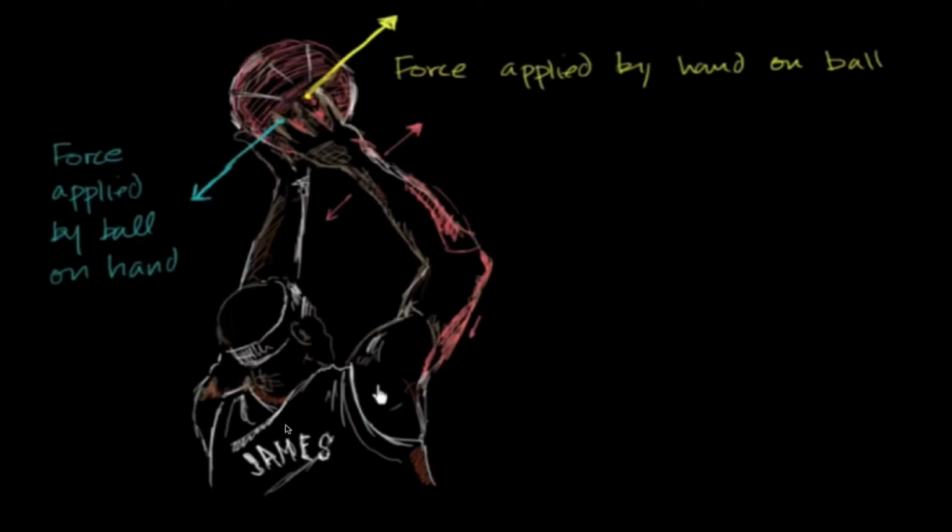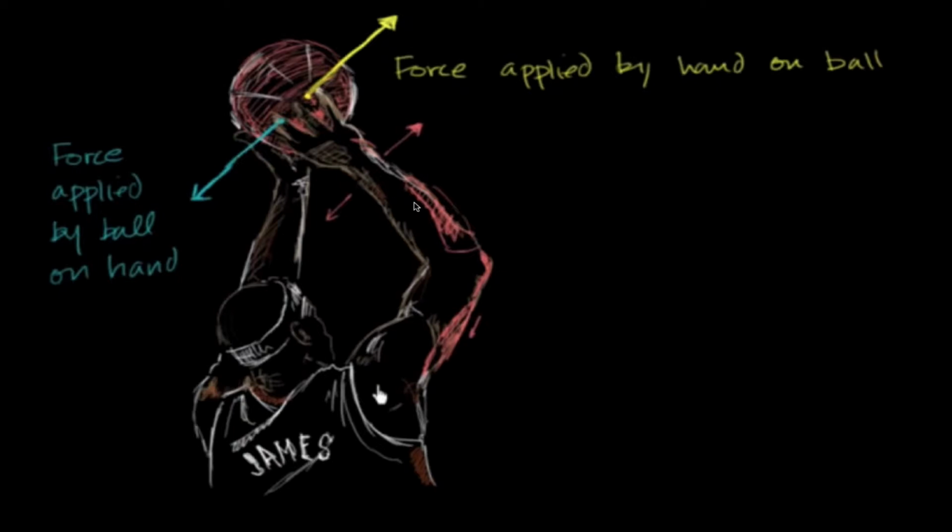Okay, so after LeBron asks this question, Sal Khan gets into explaining where those forces are acting. And he draws it up here. We've got LeBron James. He's been explaining it a little bit. He says force applied by hand on the ball, so that one's going in this direction. So his hand's applying a force in this direction. And then force applied by the ball on his hand.